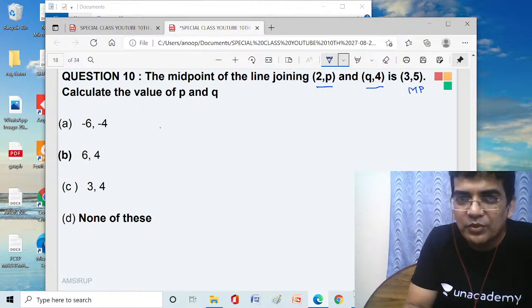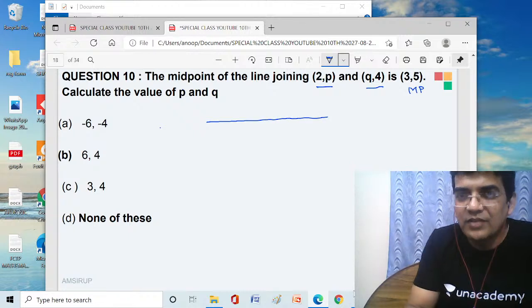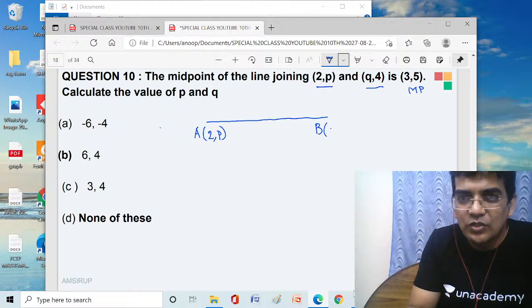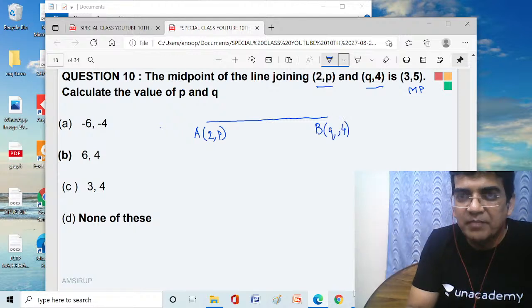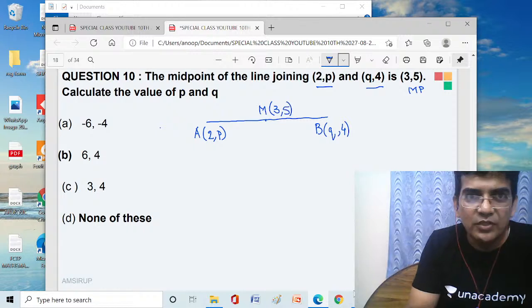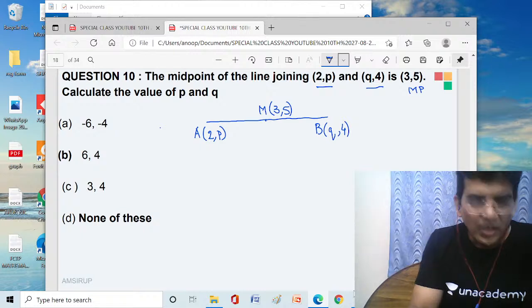So what I can do is, you must be knowing this, you will draw a straight line. On this straight line, these two will be the end points. So what I can do, I can mark one point as A, 2, P. Second, I can mark B as Q, 4. And the mid of these two, let it be marked as M, 3, 5. Now, as it is the question which is based on the midpoint, so we are going to apply the midpoint formula. Now, how do we apply the midpoint formula?